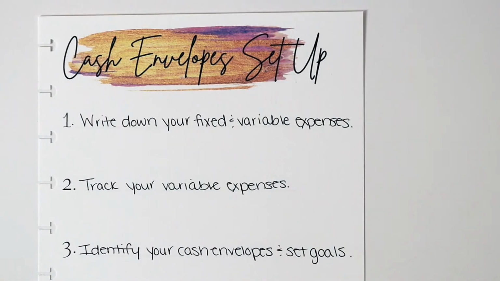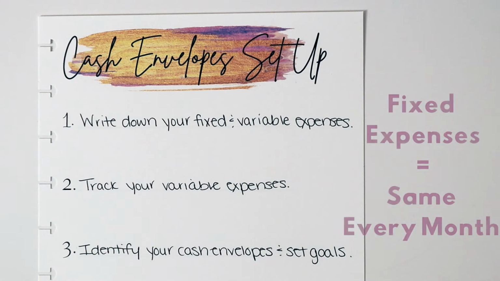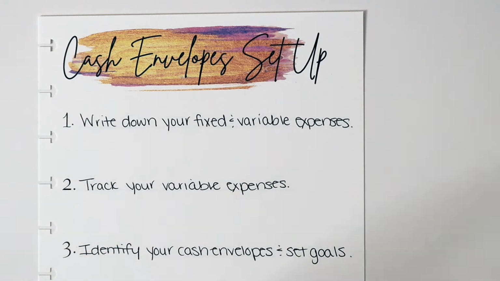Okay, so now that I wrote down all of the steps that we took to set up our cash envelopes, I wanted to walk you through them in detail. The first step that you'll see is that we wrote down our fixed and variable expenses. Now, your fixed expenses are the expenses that are the same every month. So your mortgage or your rent, that amount is the same every month, or, let's say, your phone bill is typically the same every month.